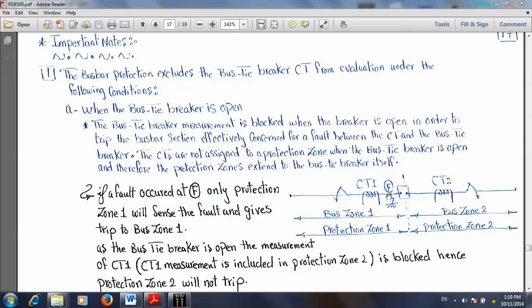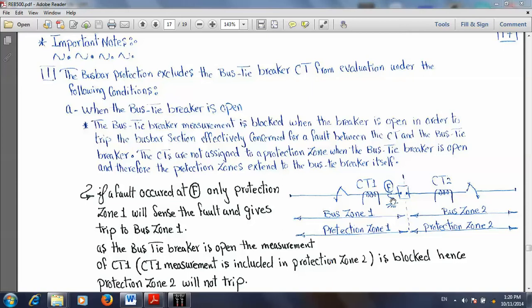In this case, if a fault happened at F, the fault now is included in both protection zones, protection zone 1 and protection zone 2. In this case, both bus bars will trip, even though the fault is only on bus 1A.